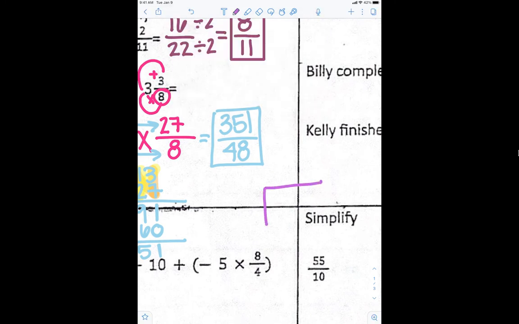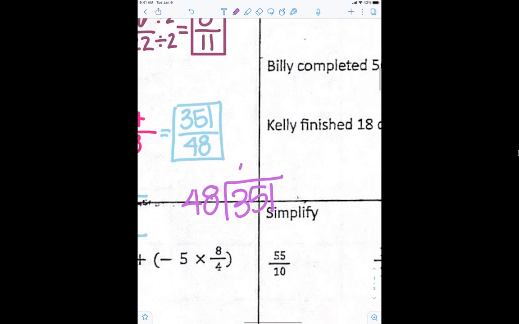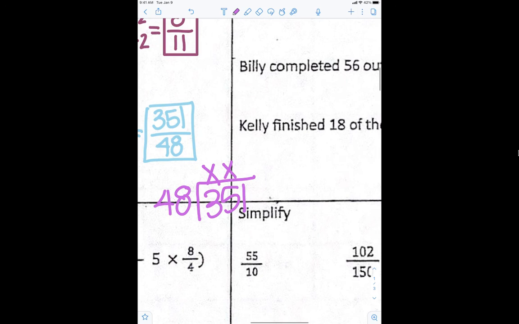I've got 351 on the inside and 48 on the outside. So 48 can't go into 3. 48 can't go into 35, so it's got to go into 351. 48's really close to 50, so I'm thinking let's try. I know 50 can go into 100 twice, and I've got 350. So let's try doing it like 7 times. Just see what happens.